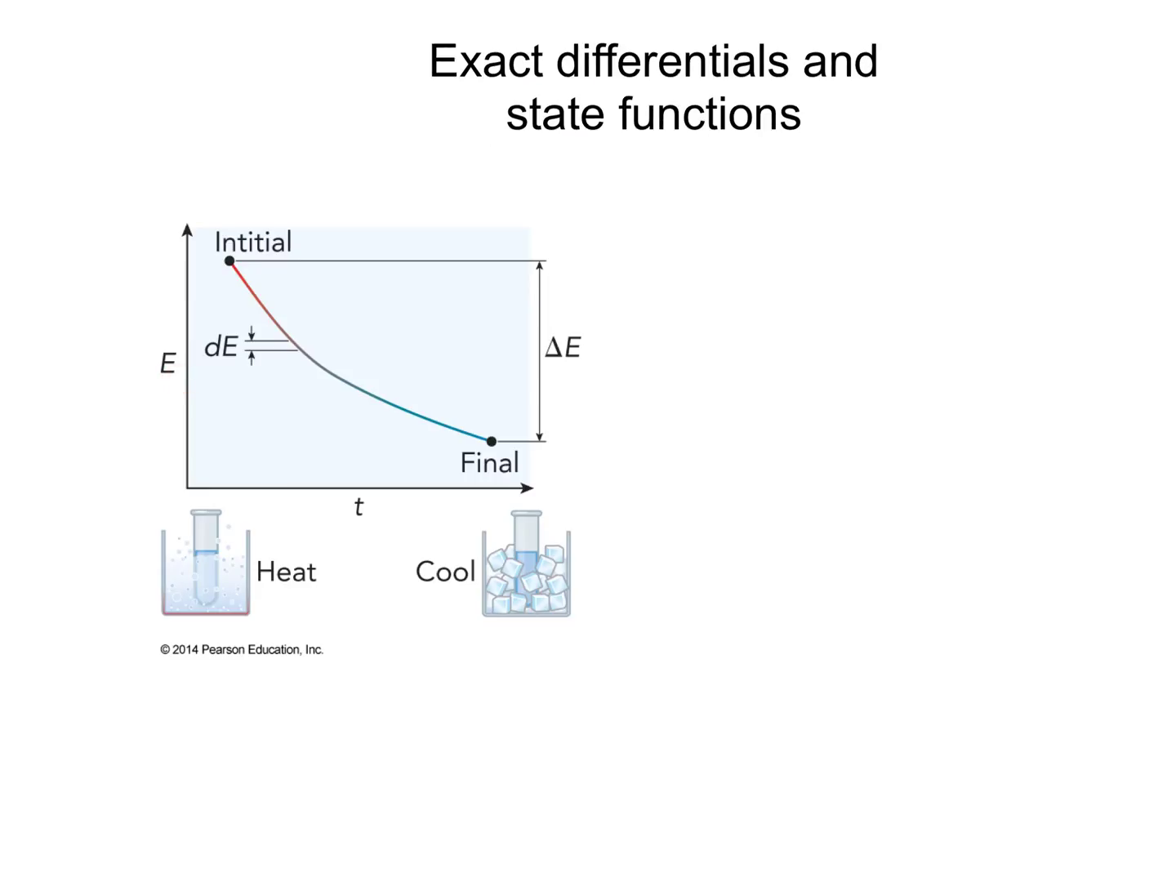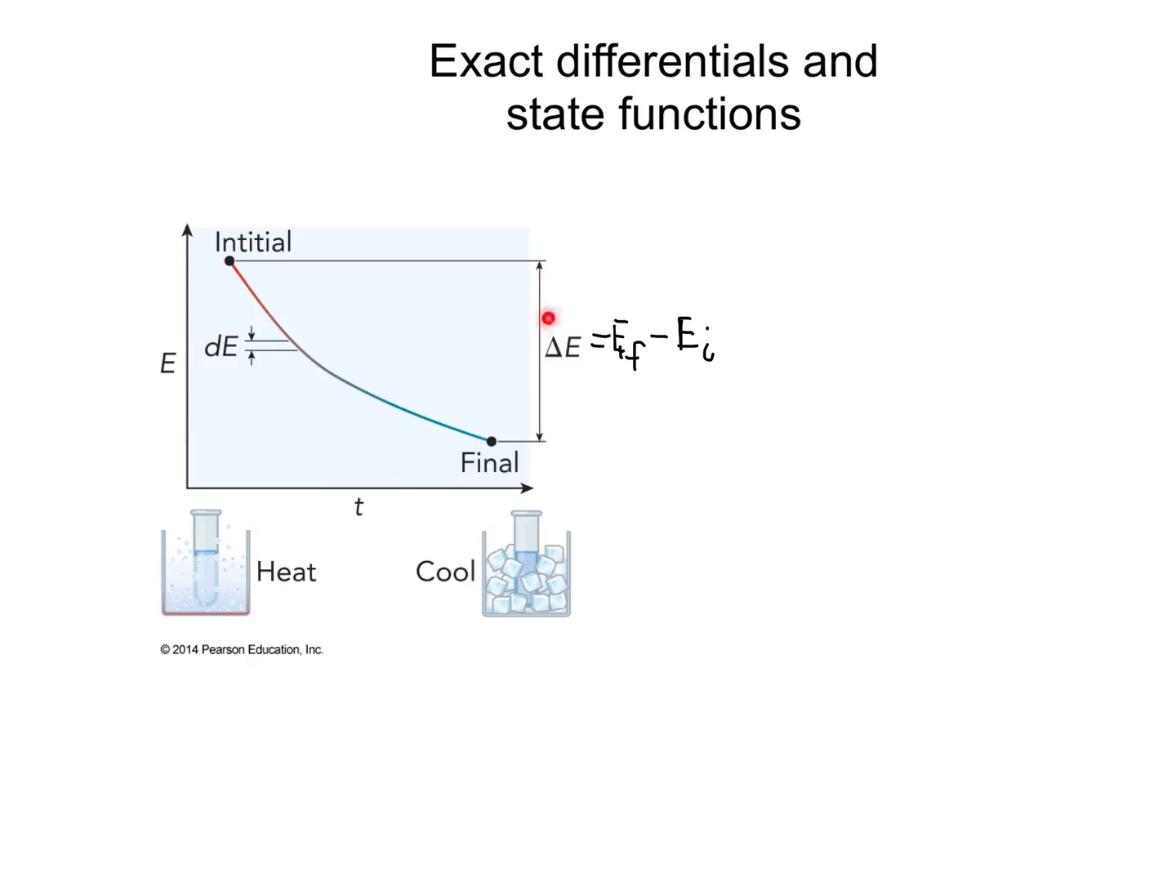So if we look at the energy over time as we cool a sample by putting it into ice water, we can see that the energy decreases as a function of time. The total change in energy from our initial state to our final state is always designated as delta E. And delta E for a state function is simply the final value of the property, energy in this case, minus the initial value.